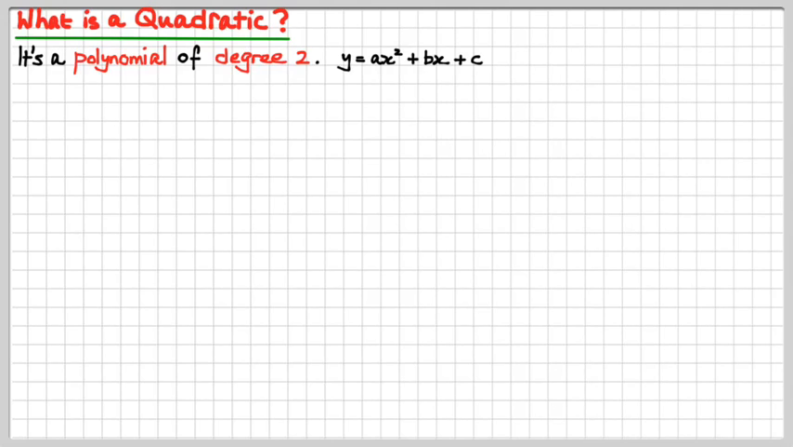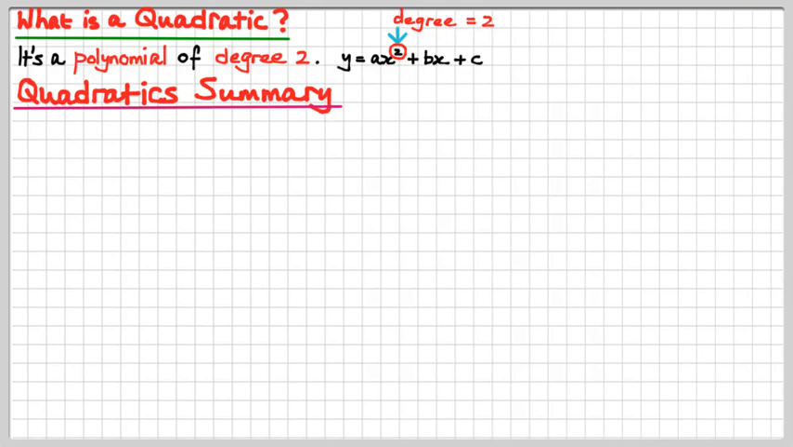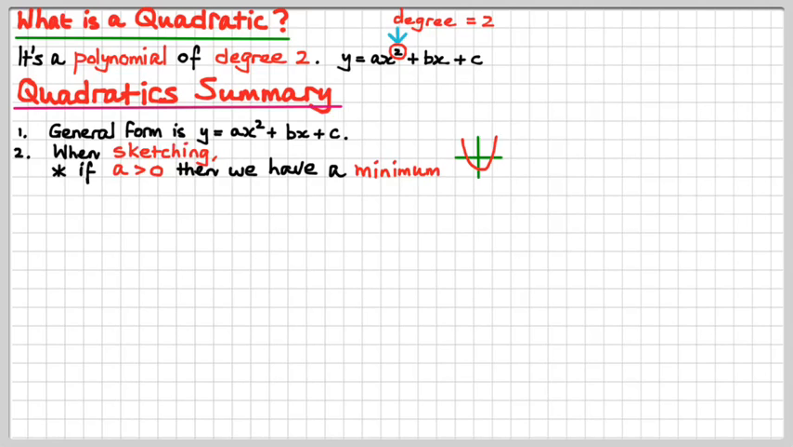That's the general form, y equals ax squared plus bx plus c, and you can see that the highest power of x is 2, so therefore that's a degree of 2. That's a polynomial of degree 2. Now let's summarize what we know about quadratics. The general form of a quadratic is y equals ax squared plus bx plus c, as you know.